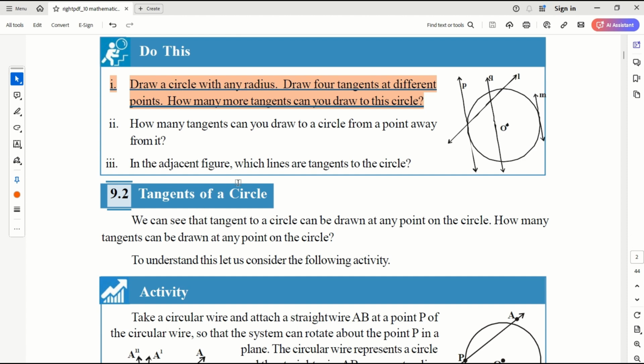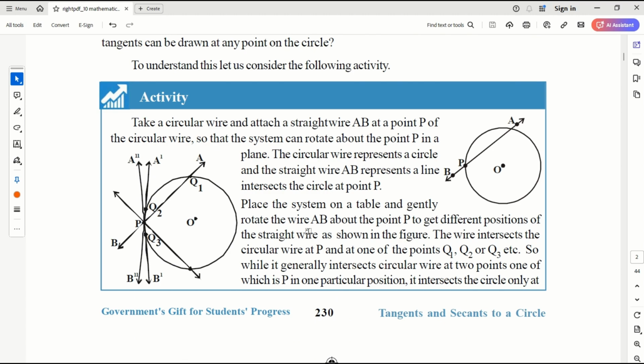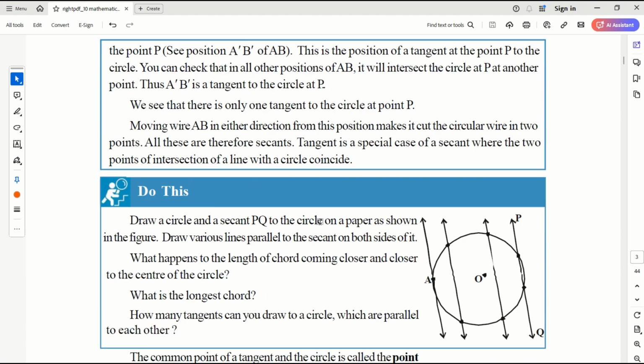In the adjacent figure, which lines are tangents to the circle? Let's see. M is a tangent, it is touching at 1 point. P is a tangent, it is touching at 1 point. L is a secant basically, right? L is a secant and Q is a secant. The activity mentioned here is fairly simple. You can do it yourself. You can go through it.